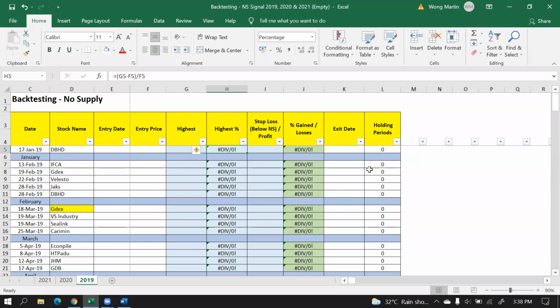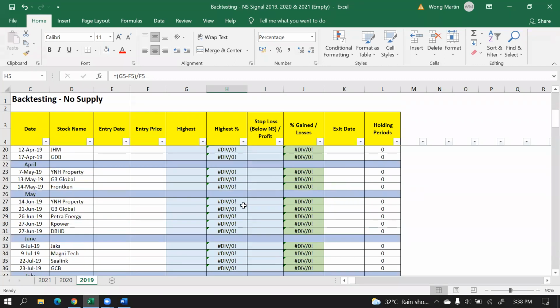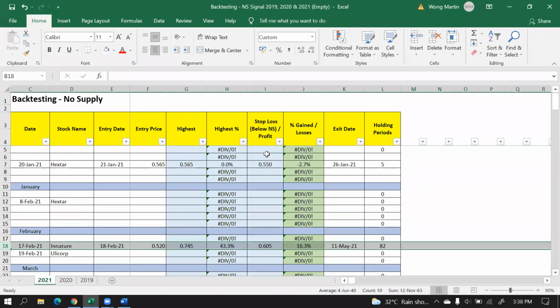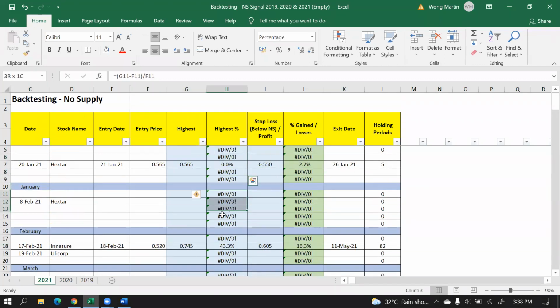You won't need to worry about the calculation, because in this template I already have the formula for you. You can key in the numbers, then it will calculate for you automatically. I will send it to the Telegram channel.